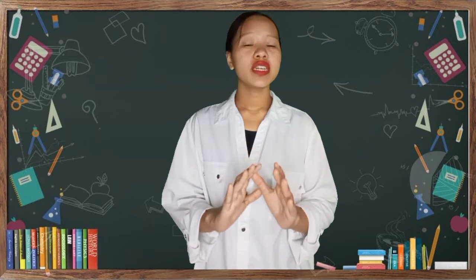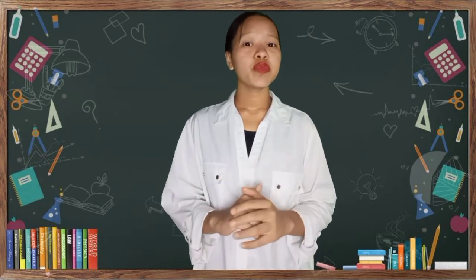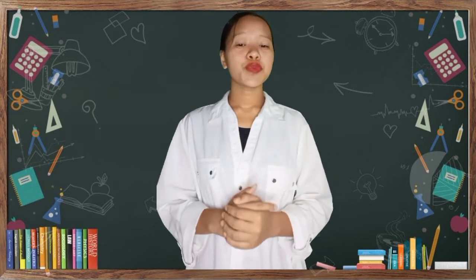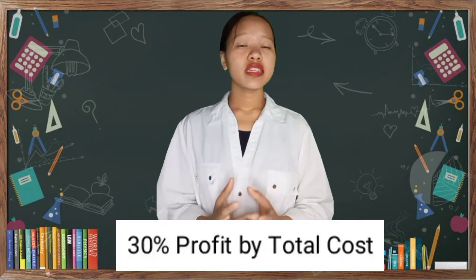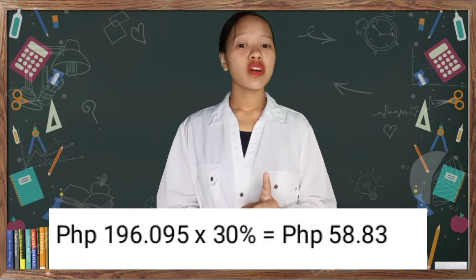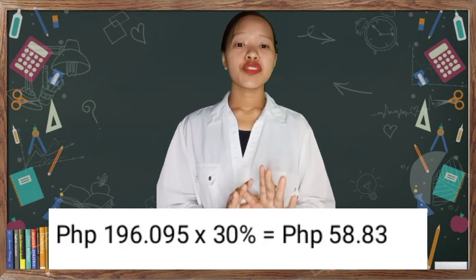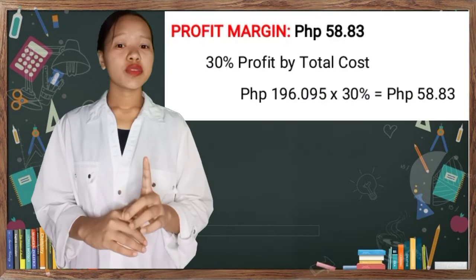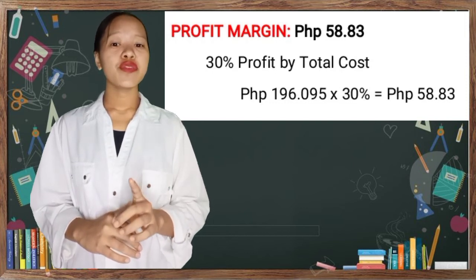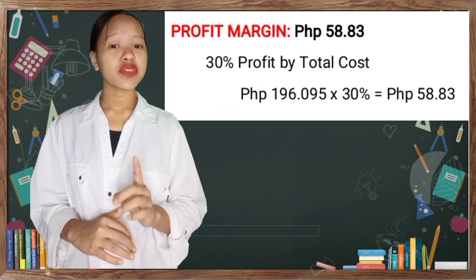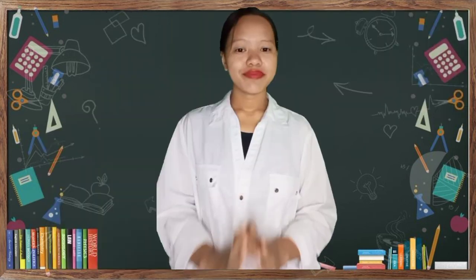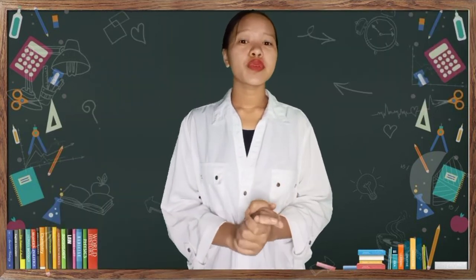And now let us proceed on getting the 30% profit margin in the recipe. So the total cost is 196.095, and let us get the 30% profit. So 30% of the total cost, 196.095, is 58.83. I just multiplied it, which is 196.095 multiplied by 0.30 is equal to 58.83.